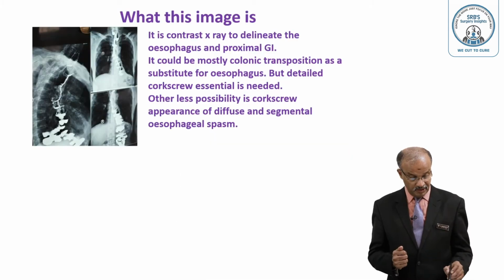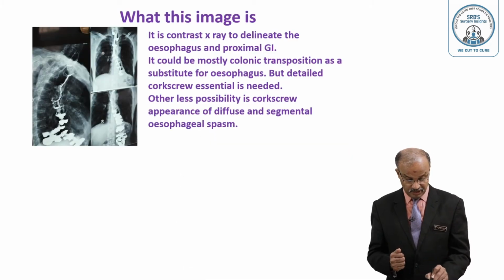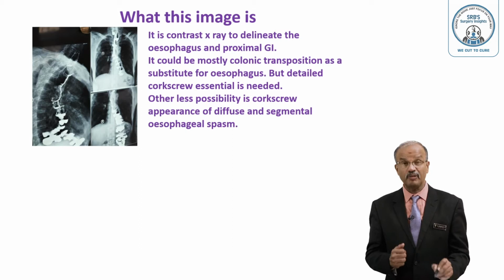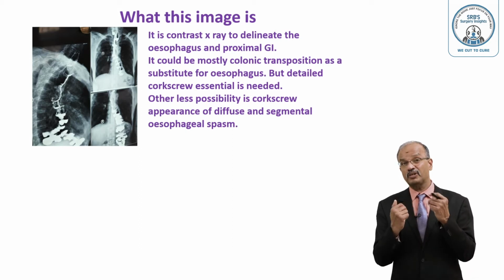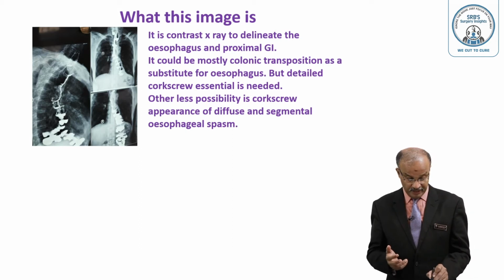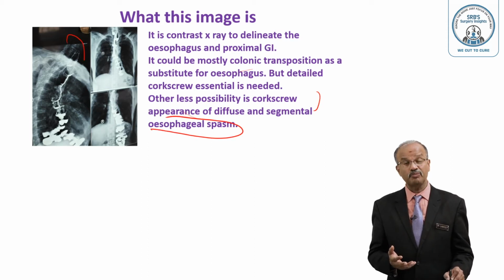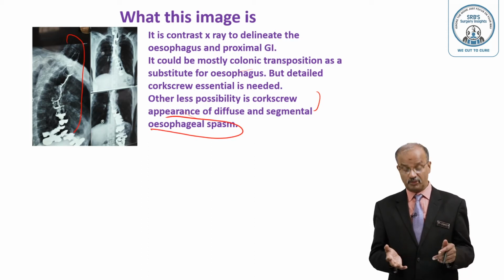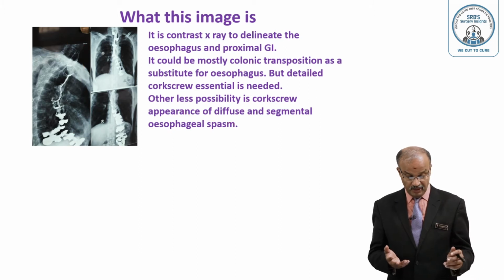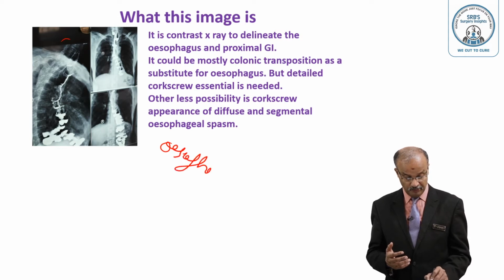And here you can see the corkscrew appearance, essentials of other detailed examination of this esophagus, and other conditions are mentioned here. Corkscrew appearance of diffuse and segmental esophageal spasm, other possibilities. So either it is an esophageal spasm with the corkscrew appearance, or maybe colonic transposition as an esophageal substitute. It is for esophageal substitute. That is the point you have to remember.